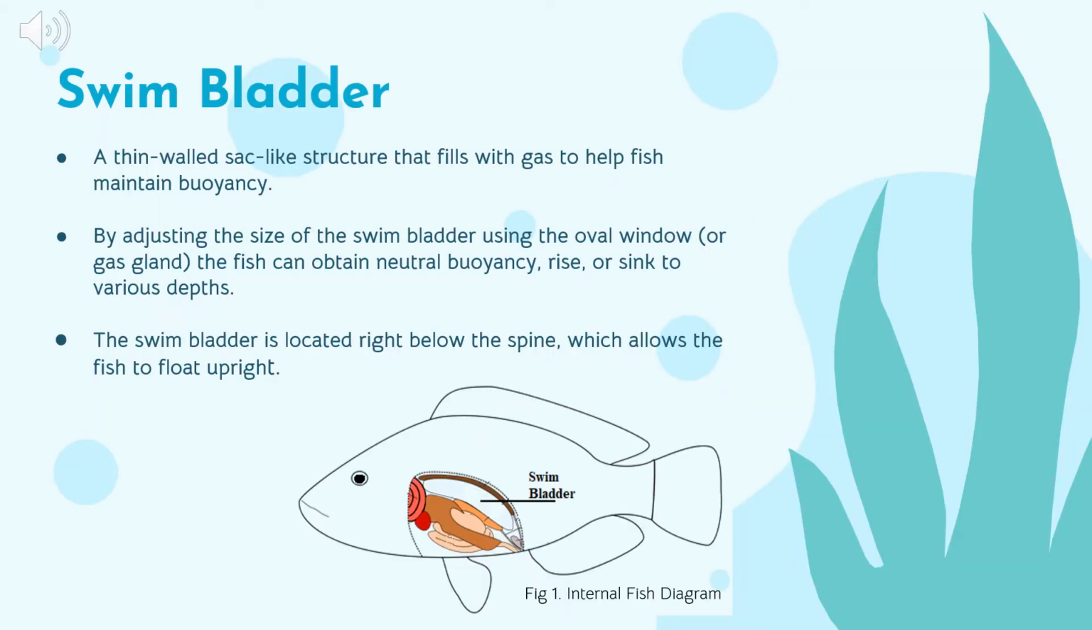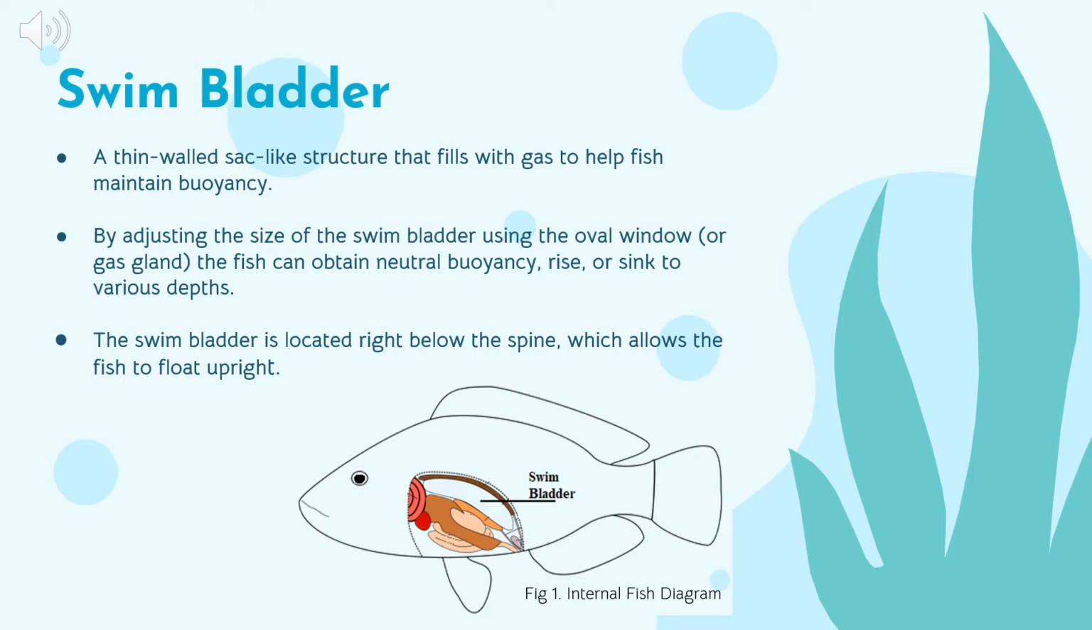So we'll start with the swim bladder. It is a thin-walled structure that resembles a sac, and it fills with gas to help the fish maintain its buoyancy. Buoyancy being the ability to float in water, air, or other fluids, but we're just emphasizing water in this case. The fish adjusts the size of the swim bladder by letting gas in or releasing gas from the oval window, which is at the opening to the swim bladder. The oval window is also called the gas gland.